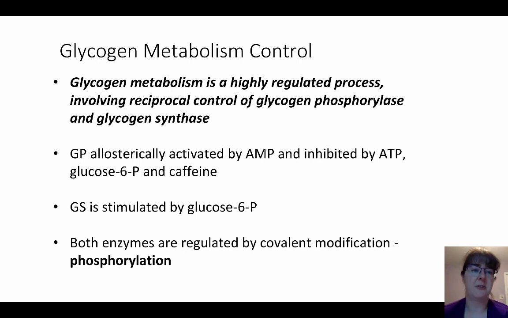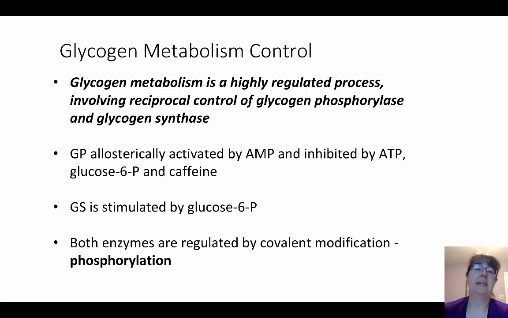As you might imagine, if the degradation is under a lot of control, the creation of glycogen is also going to be highly regulated. And as we saw before between glycolysis and gluconeogenesis, here again we're also going to see reciprocal control. Glycogen phosphorylase is going to be, as we saw before, allosterically activated by AMP and inhibited by ATP, glucose 6-phosphate, and caffeine. If you need a reminder of that, there's a different video to talk about glycogen phosphorylase and its activity in breaking down glycogen. Glycogen synthase, which is essentially doing the opposite, is stimulated by glucose 6-phosphate. So there again, we've got that reciprocal control.